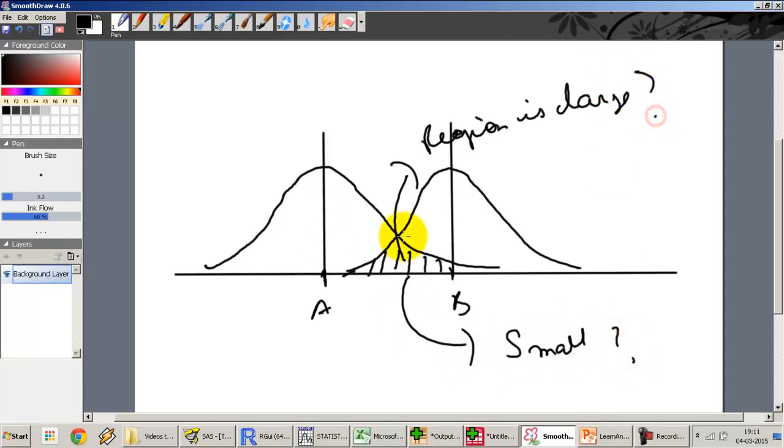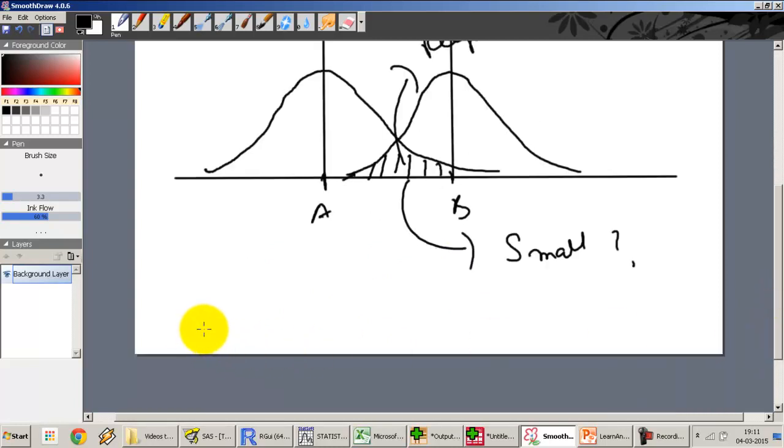If this shaded region is large, it would imply that the probability of the population mean lying over here for both of these two samples is very high. In that case, it's quite likely that A and B are coming from the same population. But in case this shaded region is very small, for example, let's take an example where A and B are very far from each other. Instead of being very close, I'm going to draw them as very far from each other.